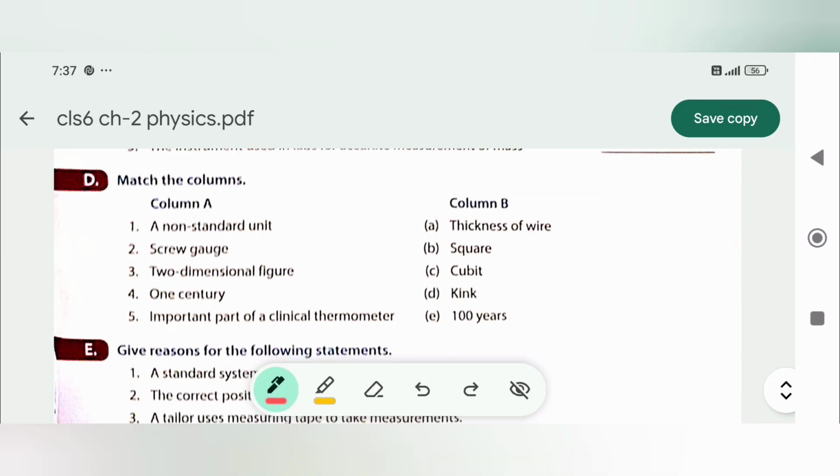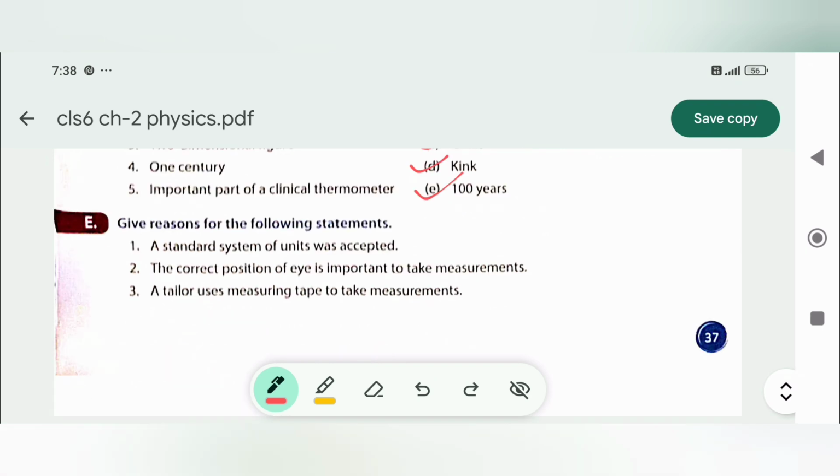Columns. A non-standard unit, cubit. Screw gauge, thickness of wire. Two-dimensional figure, square. 1 century, 100 years. Important part of a clinical thermometer, kink. E. Give reasons for the following statements. Number 1. A standard system of units was accepted.